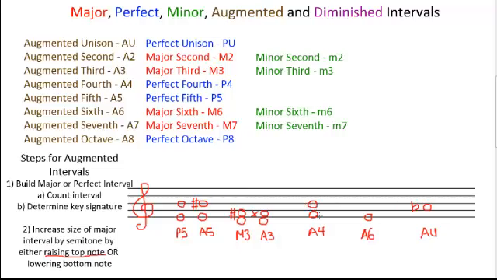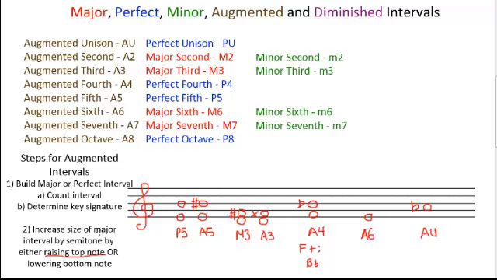The second step is to determine the key signature. Now we always take the key signature of the bottom note. So since the bottom note is an F, you are going to be in the key of F major. Now F major's key signature has one flat, which is a B flat. So in order to make that a perfect interval, we have to write in a B flat. So there we have our perfect fourth.